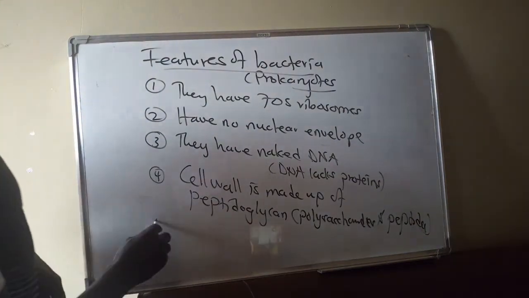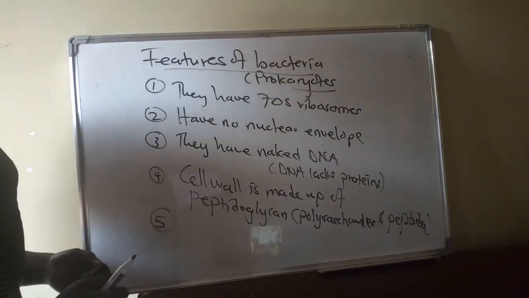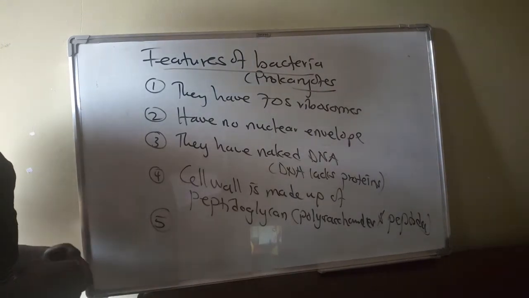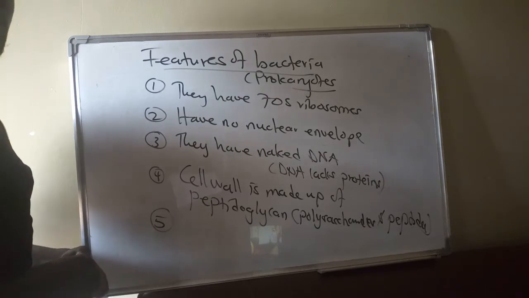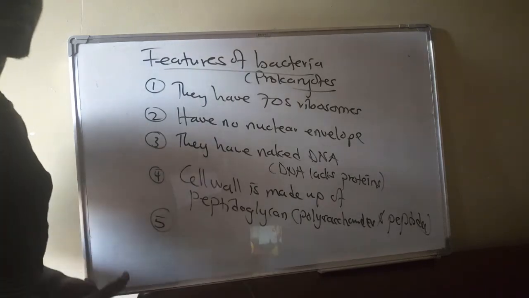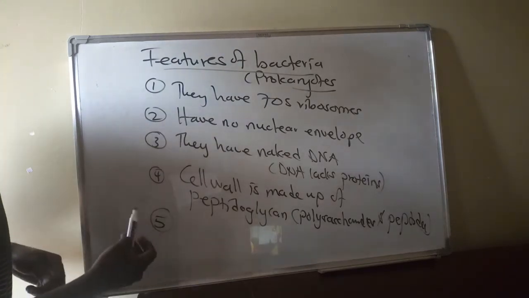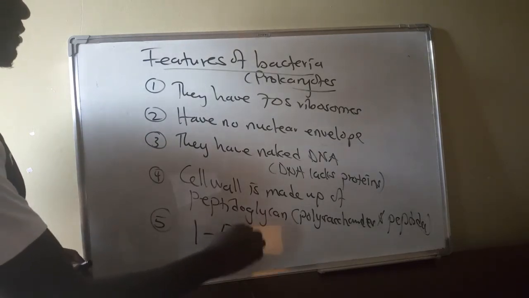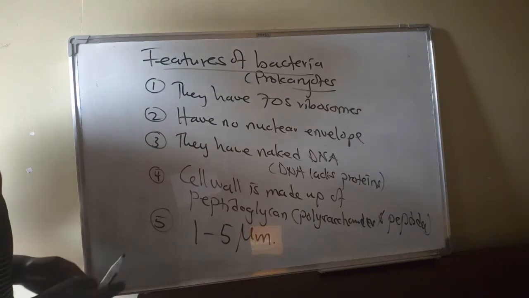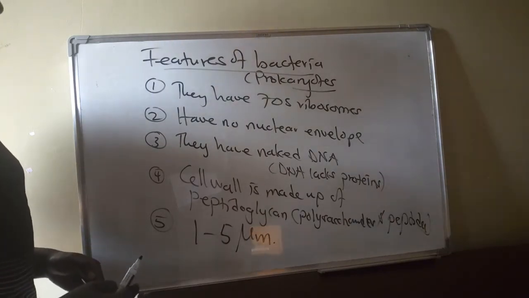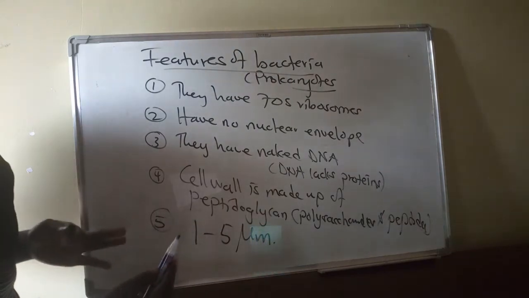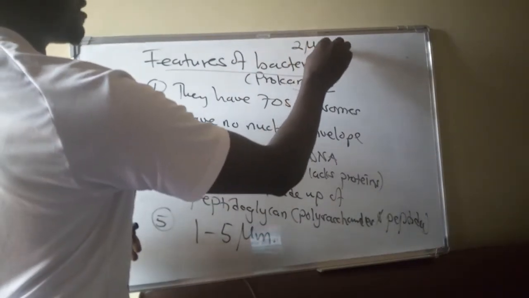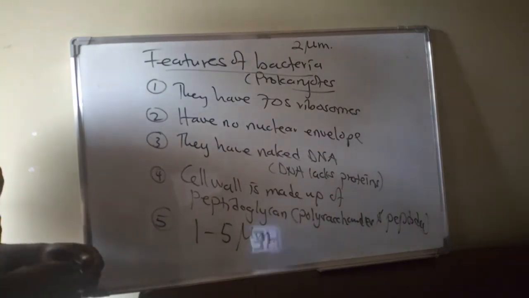Compared to the eukaryotic cells, which can be as large as 120 or 150 micrometers, these prokaryotes are so tiny. They range from 1 to 5 micrometers. An example is the bacterium Escherichia coli, commonly known as E. coli, which is as small as 2 micrometers. So that's how small they are.